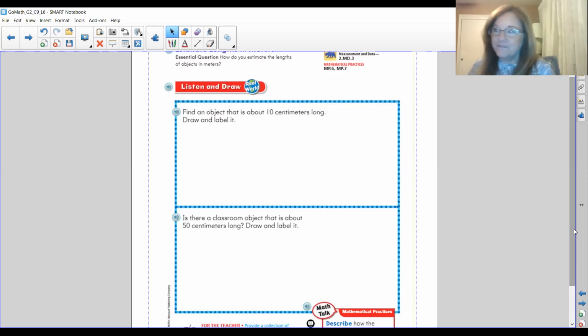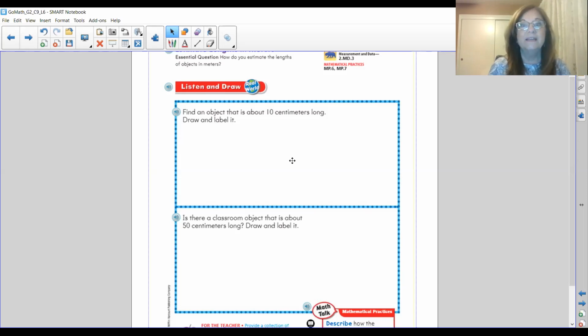So it's kind of fun to estimate, because estimate means a really good guess based on what you know. And if you know about how long 10 centimeters is and about how long 50 centimeters is, then you can look at objects and kind of guess or estimate how long they are. So whatever you find, go ahead and draw it and label it.